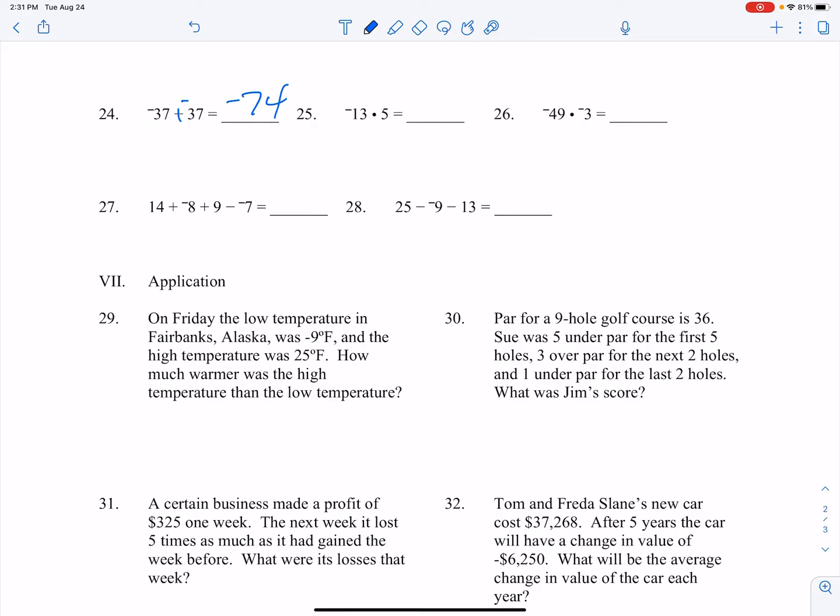Okay, number 25, negative 13 times 5. So you come over and you go negative 13 times 5. So 5 times 3 is 15, 5 times 1 is 5, plus 1 is 6. You get 65. I see 1 negative, so my answer is negative.